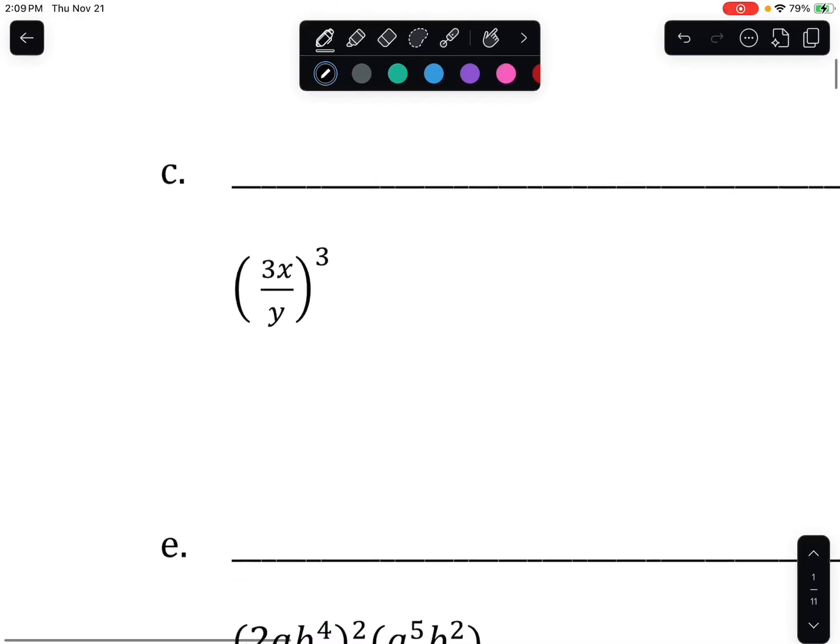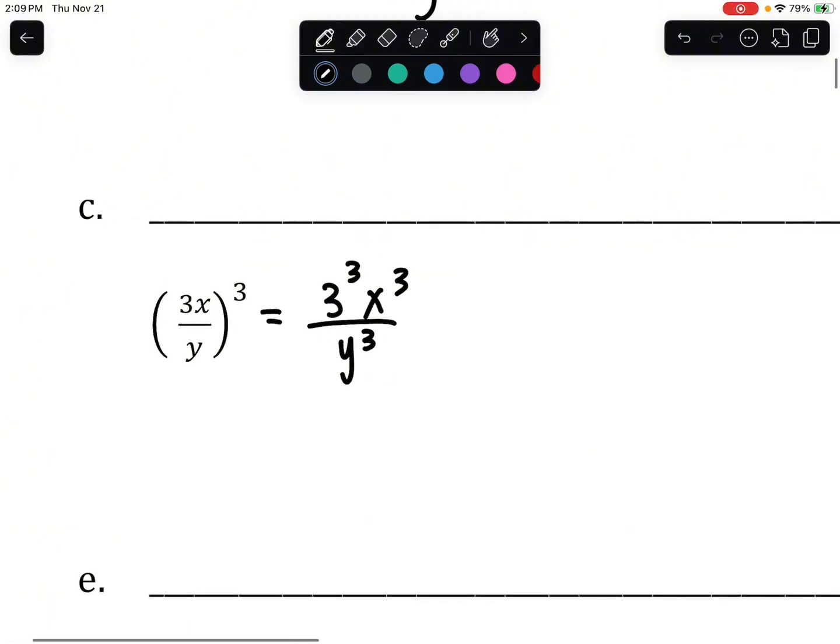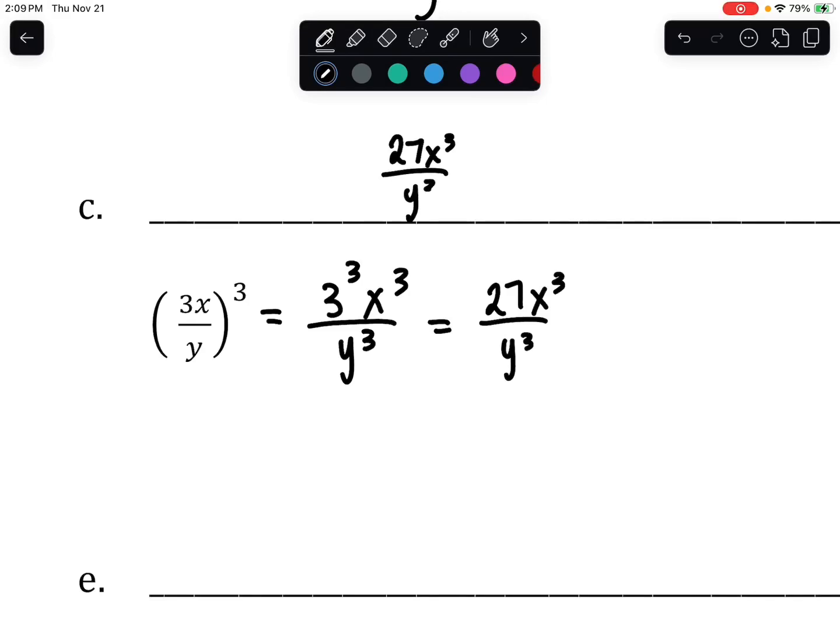For this next one, each term would get the exponent of 3, and so we would have 3 cubed, x cubed, y cubed. Be careful with that: 3 cubed is 27. 9 is a common answer. Don't choose that. And so our final answer would be 27x cubed, y cubed.